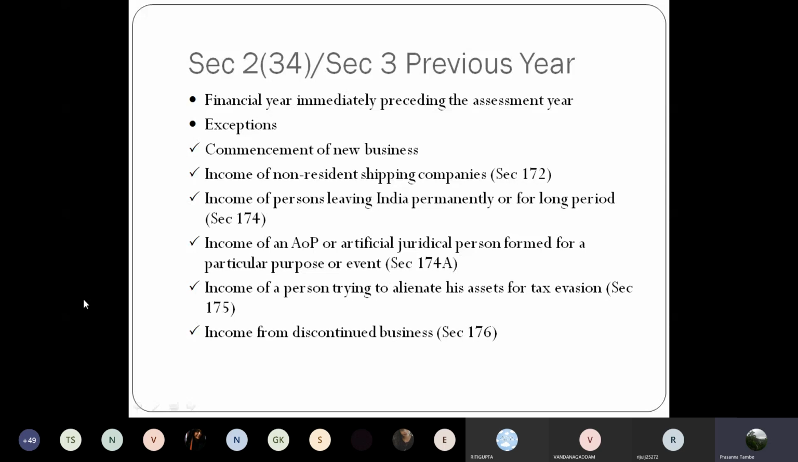it may not be a full-fledged period of 12 months. So there are few exceptions where even a part of the year will be treated as previous year.